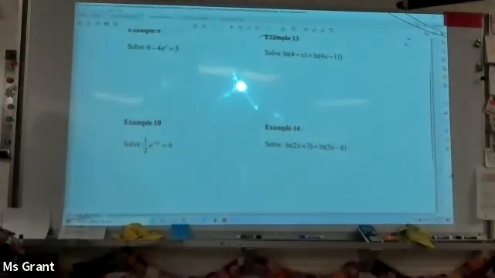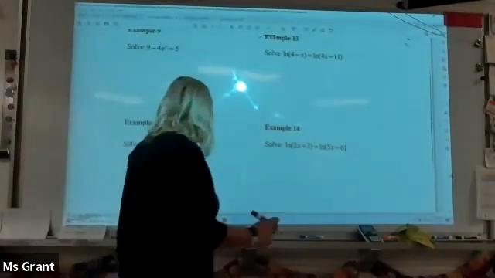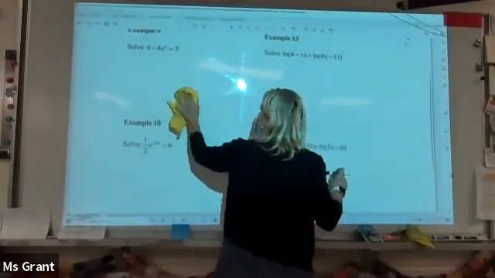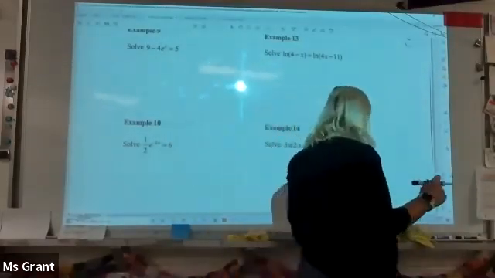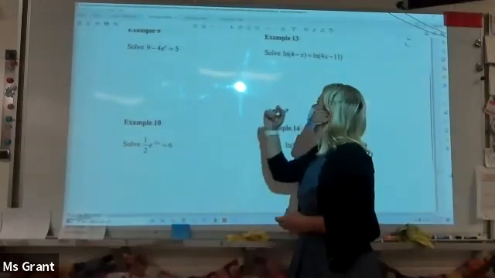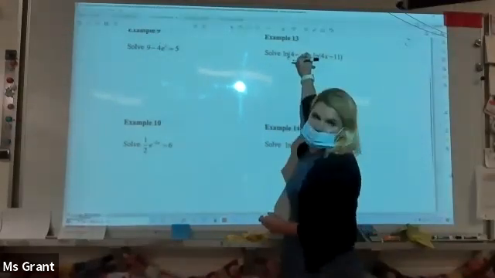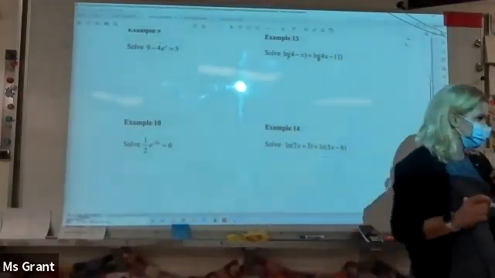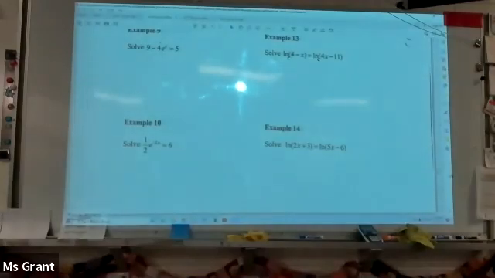So first I'm going to start with 13 and 14 because these are the easiest ones. Okay, notice how on each side I've got natural log base e. I don't write the base e, but base e is implied. Natural log base e. Okay.